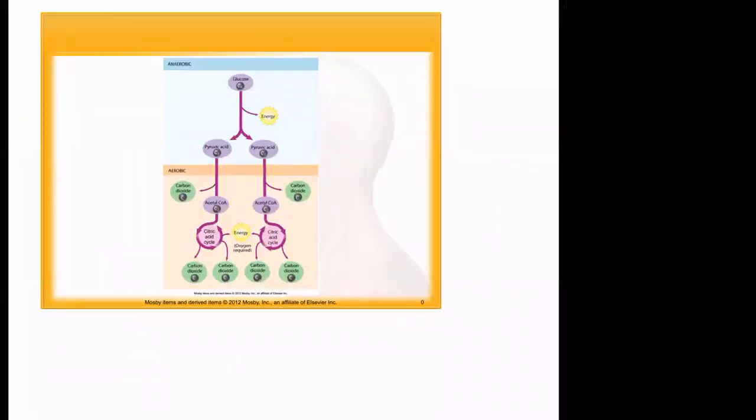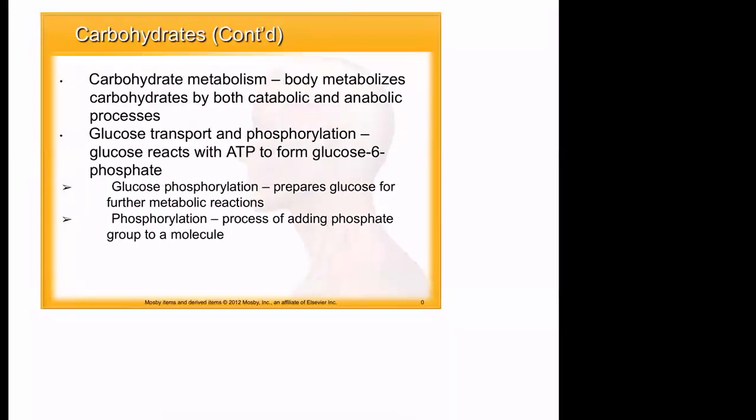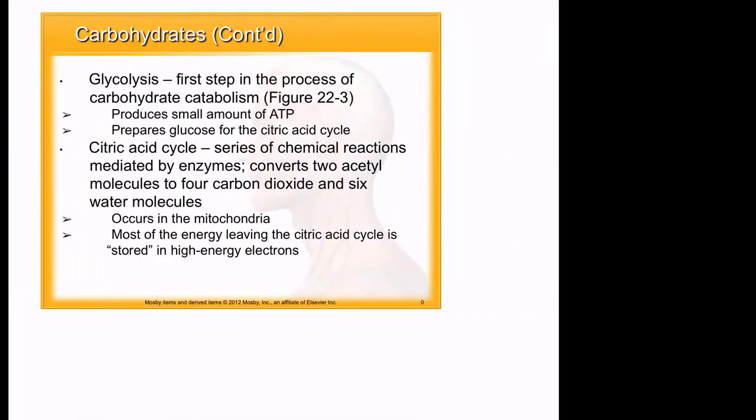And the first step in changing glucose to pyruvates is to phosphorylate it. We change it to glucose 6-phosphate. And then there are several steps along the way. This is what we call glycolysis, this breakdown of glucose. It turns it into those 3-carbon pyruvates, which enter, as they call it, the citric acid cycle.